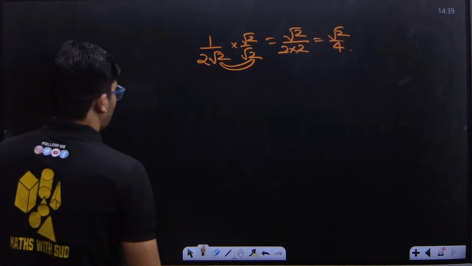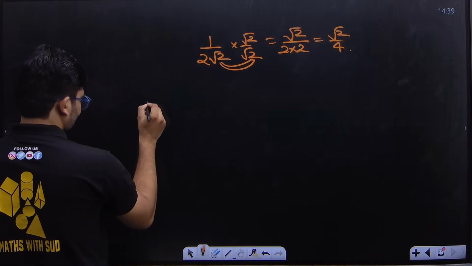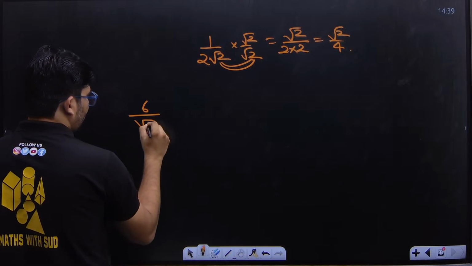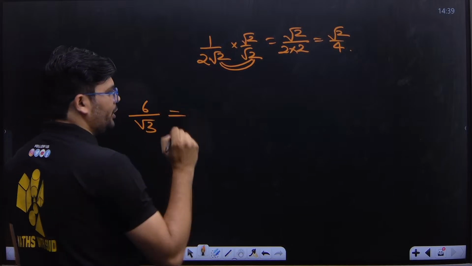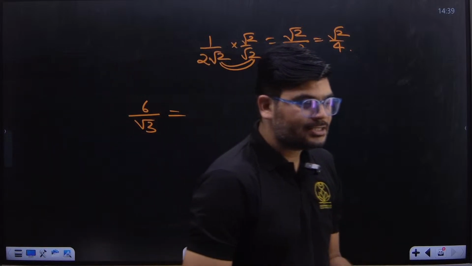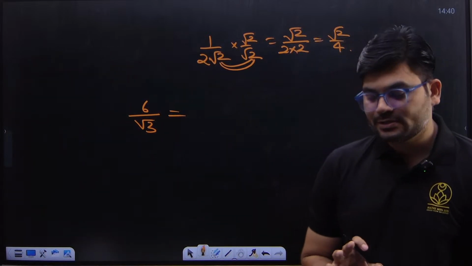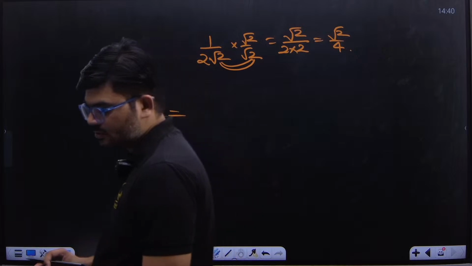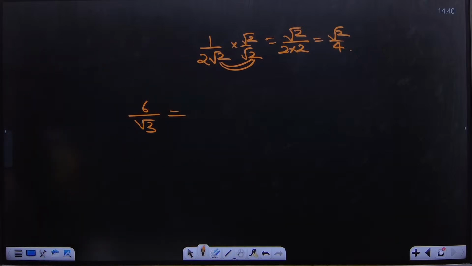Let me ask you some questions then. Can you tell me what will be 6 by root 3? You have to tell me the final answer. Don't tell me the intermediate answer. I want the final answer. You simplify, and the answer that has to be written so that you can get marks.